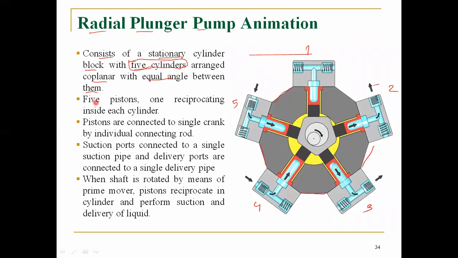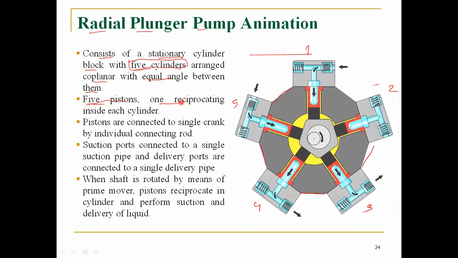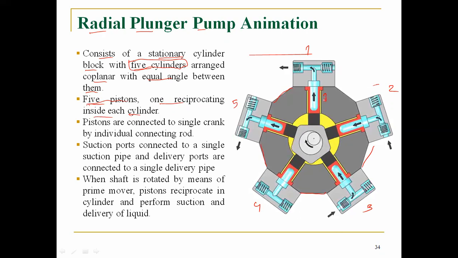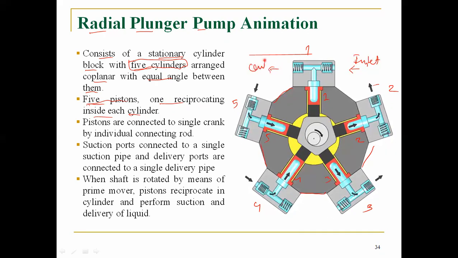The 5 cylinders means 5 pistons are arranged. Here you can see piston number 1, piston number 2, piston number 3, 4, and 5. The 5 pistons are reciprocating inside the cylinders. Here you can see this side is the inlet, and this side is the outlet. It is the same for all the 5 cylinders.